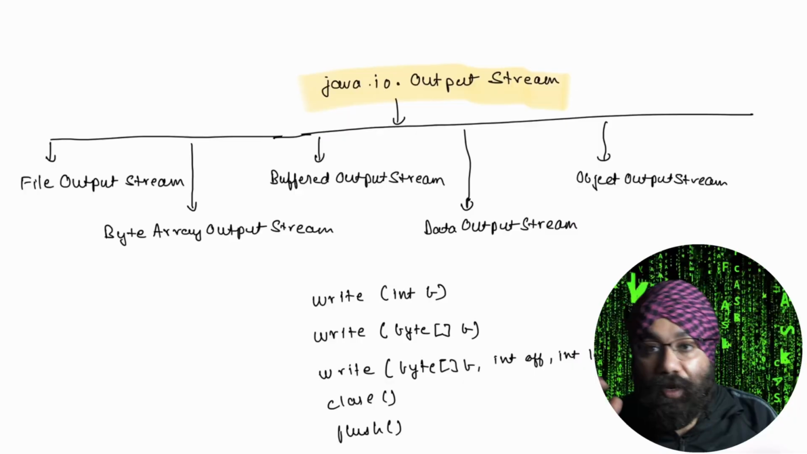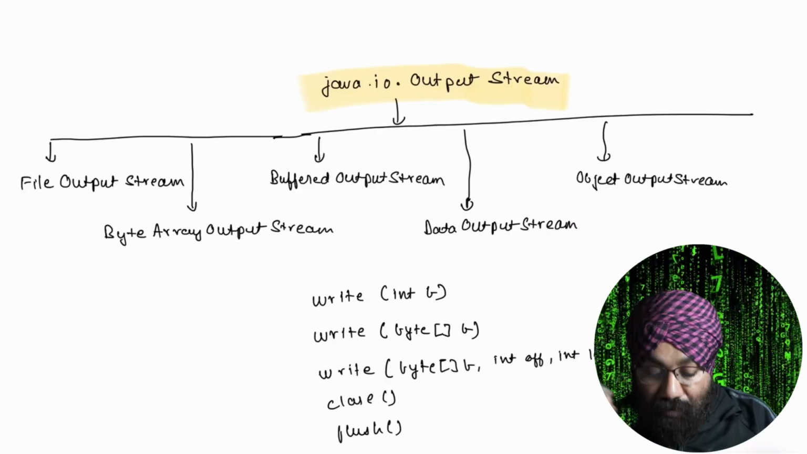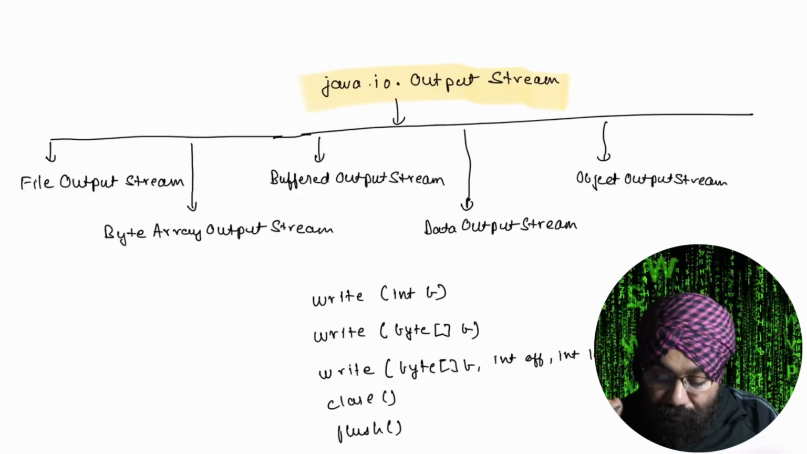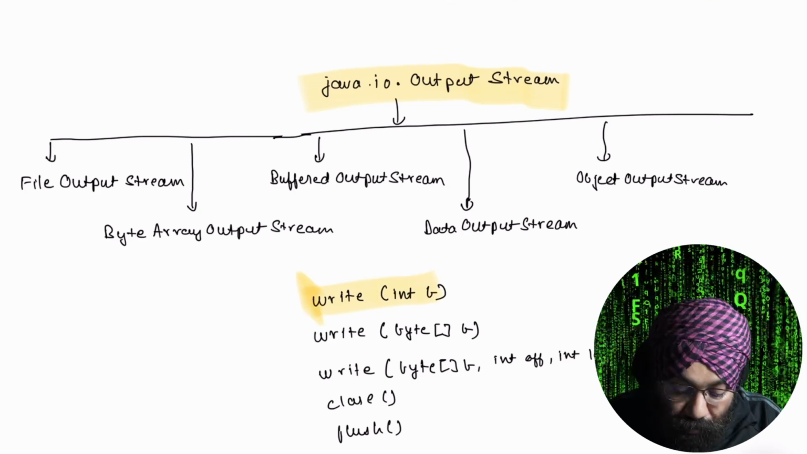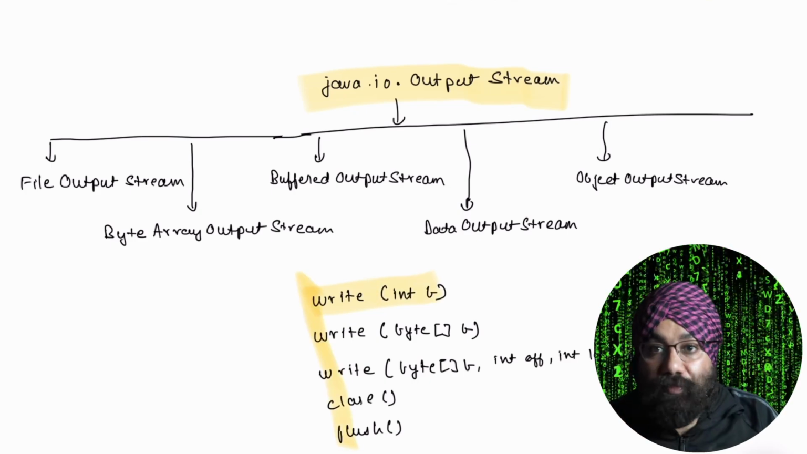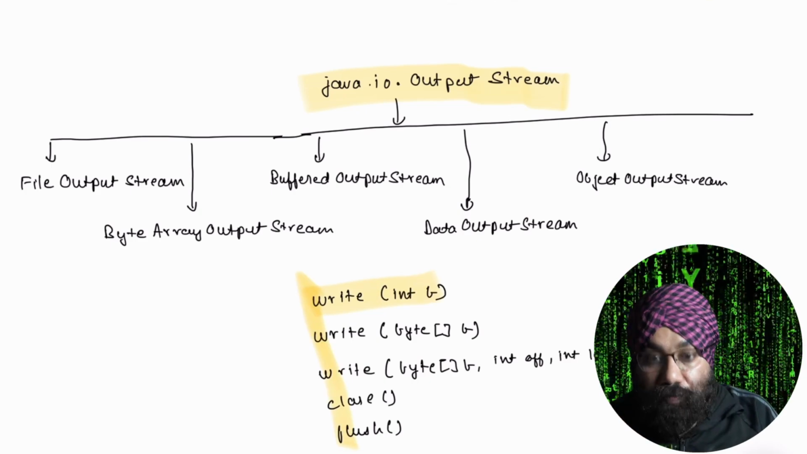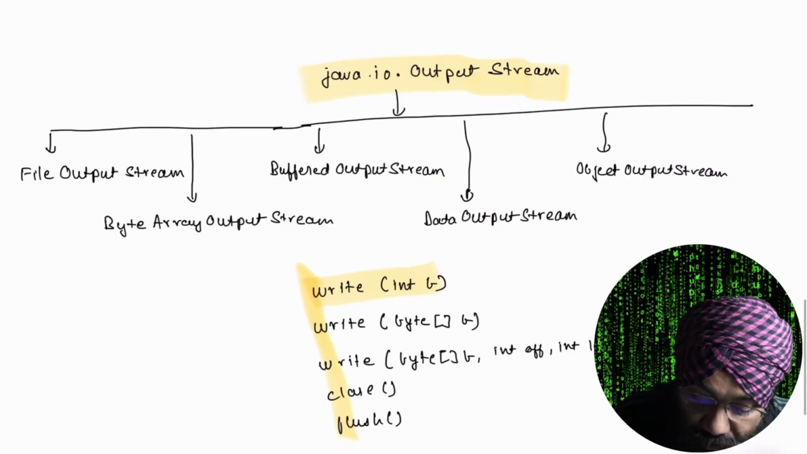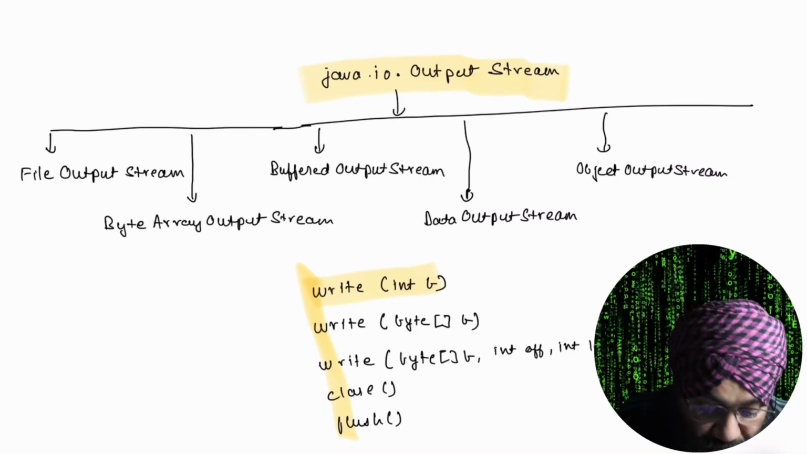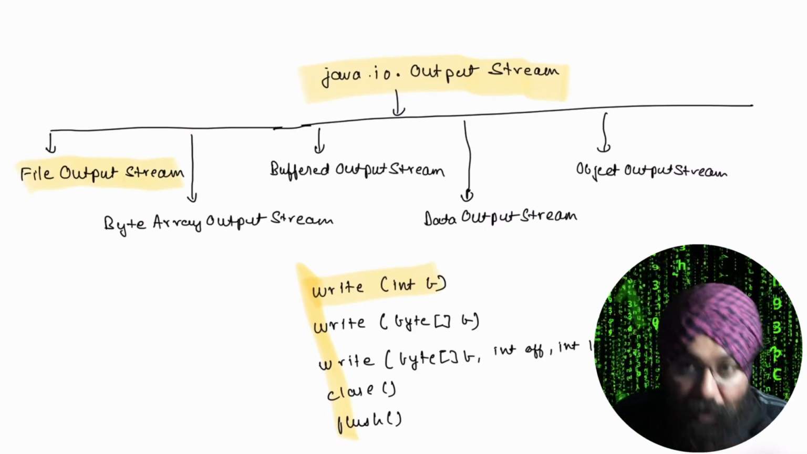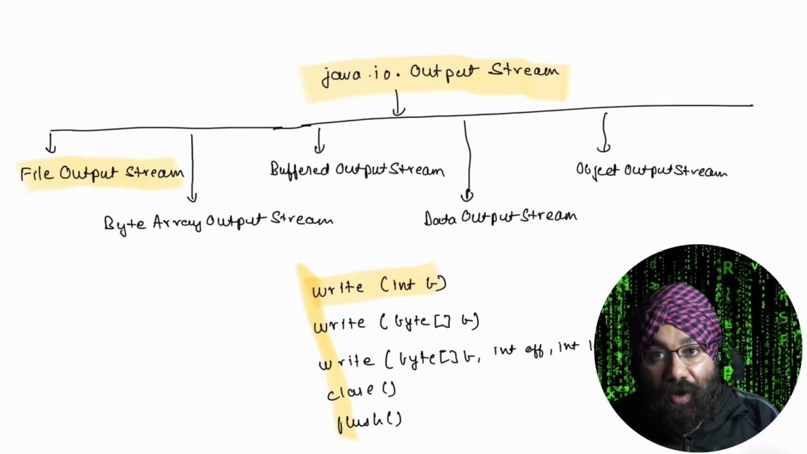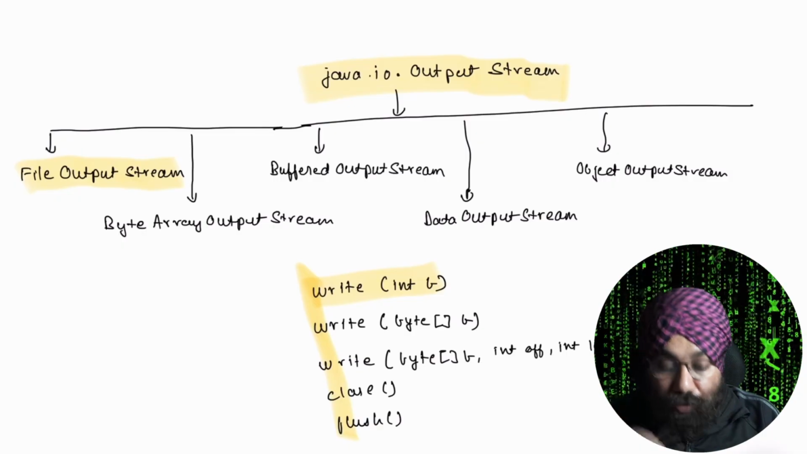So again, just like input stream, this is also an abstract class. It has some abstract methods defined, which are all these below, and it has some implementations just like input stream. So these are the five commonly used implementations of the output stream. First one is the FileOutputStream. Whenever you want to write something to a file, you should use the FileOutputStream.